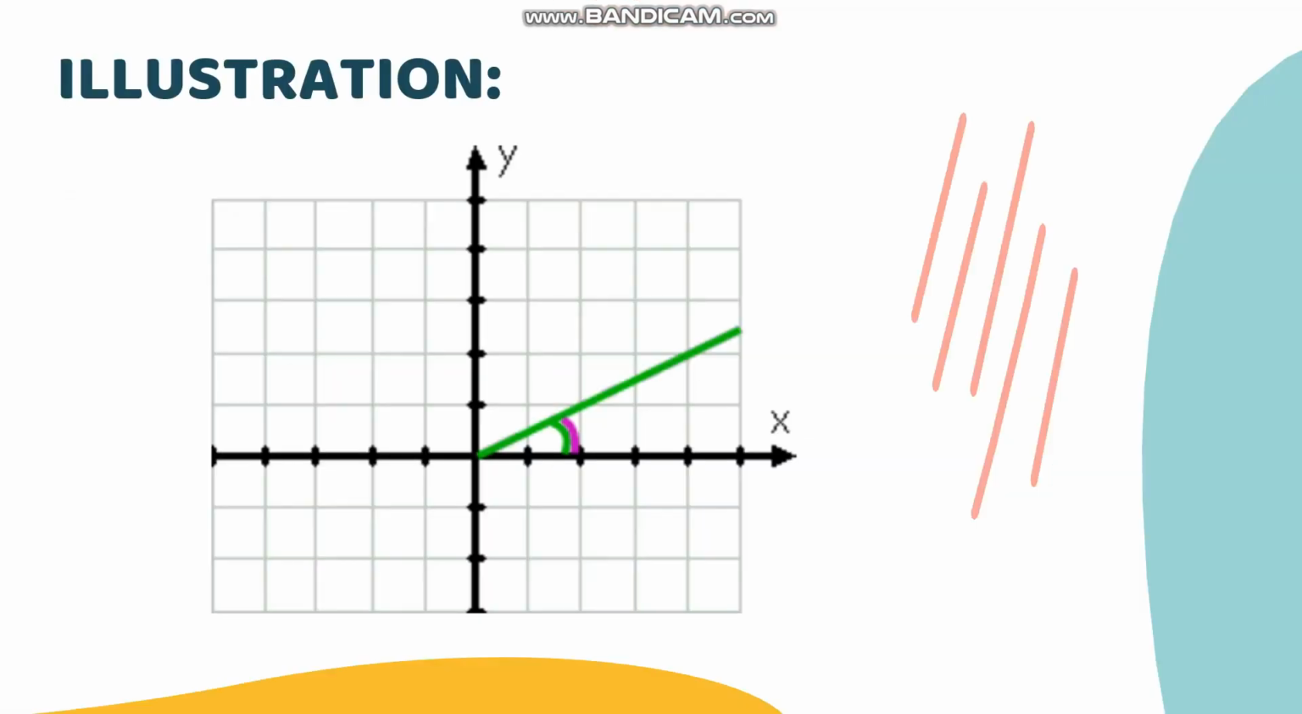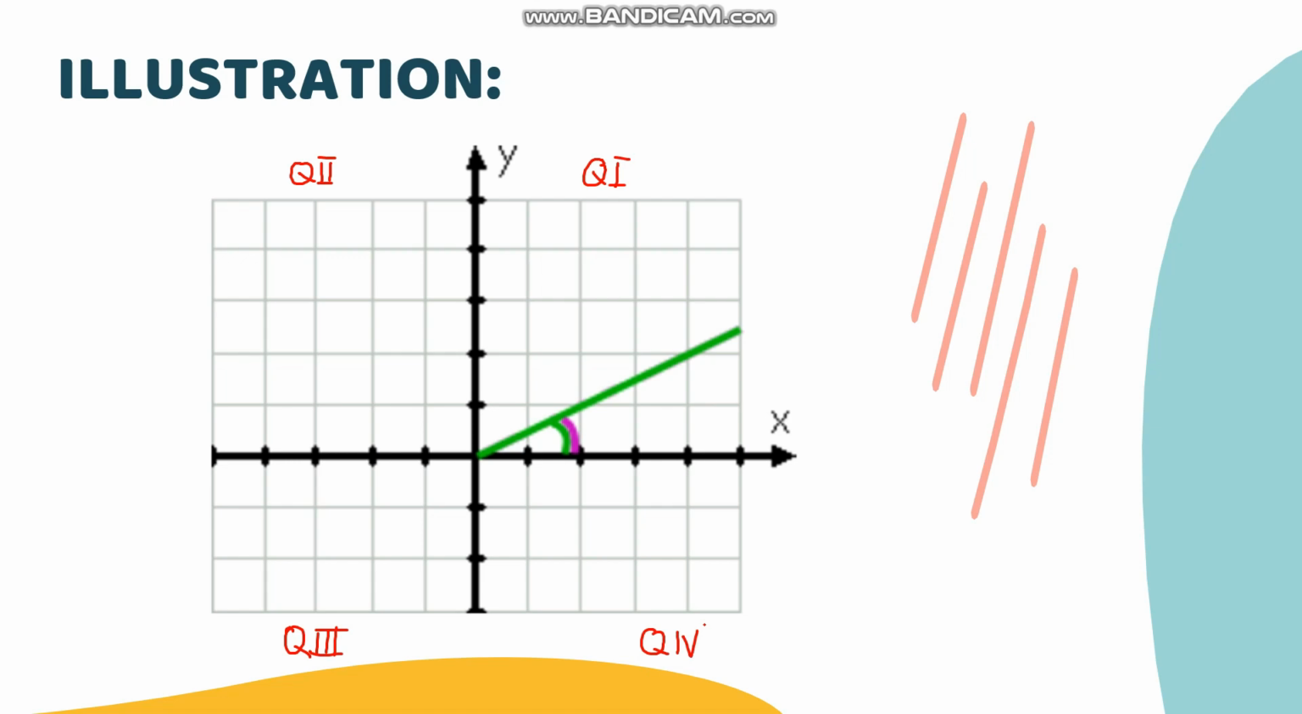Here are some illustrations of the reference angle. Before we proceed, just to recall, of course we have 4 quadrants in our Cartesian plane. As you can see here, this is the first quadrant, this is the second quadrant, the third quadrant, and the fourth quadrant. Now, the way of getting our reference angle depends on where the terminal side is, or the location of our angle. So it depends on which quadrant it will fall.